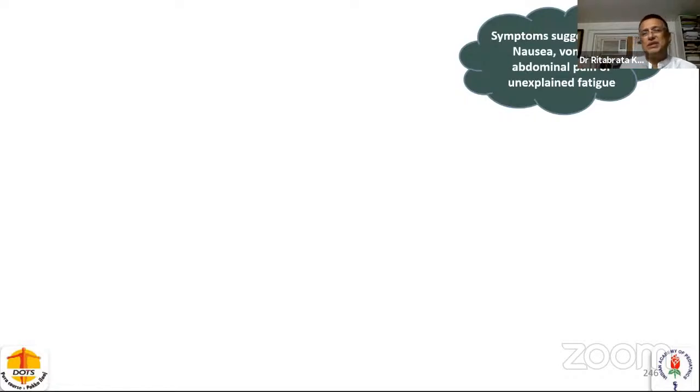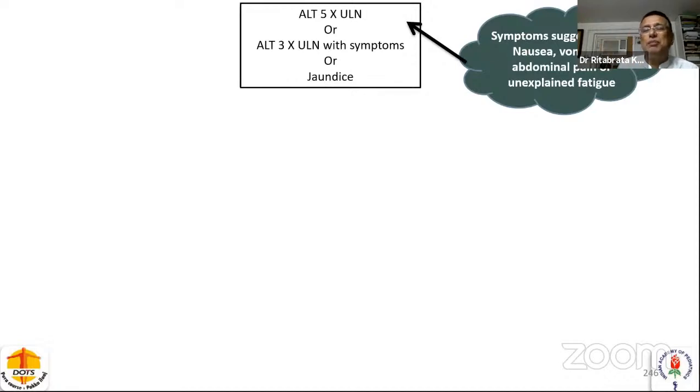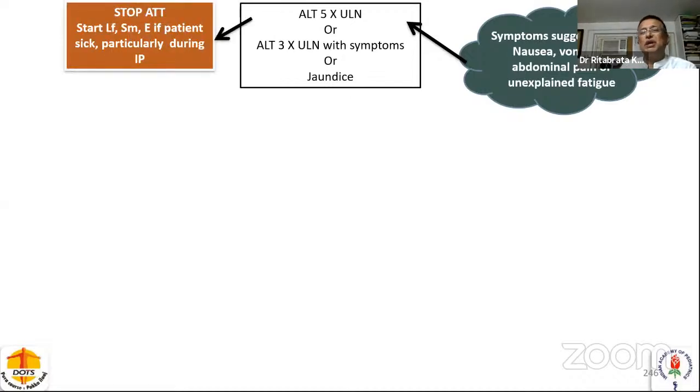So how do you manage such a case? If there are symptoms of DILI such as nausea, vomiting, abdominal pain, or unexplained fatigue, then you do the blood examination. If the ALT is more than 5 times the upper limit of normal in a child without symptoms, or if the ALT is more than 3 times the upper limit of normal with symptoms, or if the child has jaundice, then your DILI is confirmed. Then you stop ATD therapy. You can start with levofloxacin, streptomycin, ethambutol, because these 3 drugs do not cause any damage to the liver.